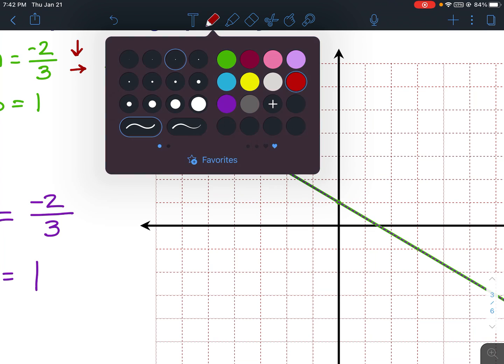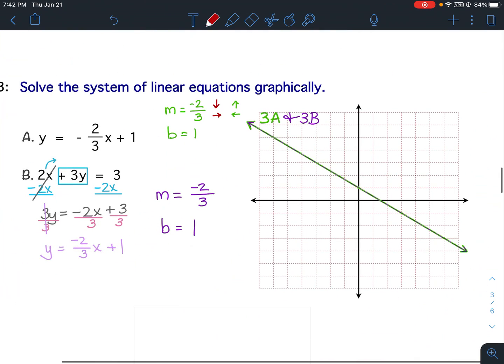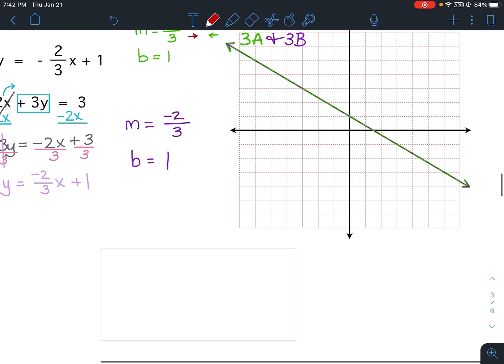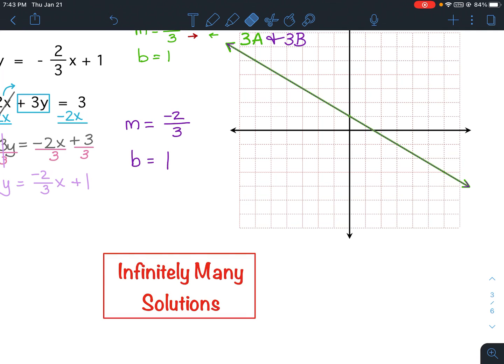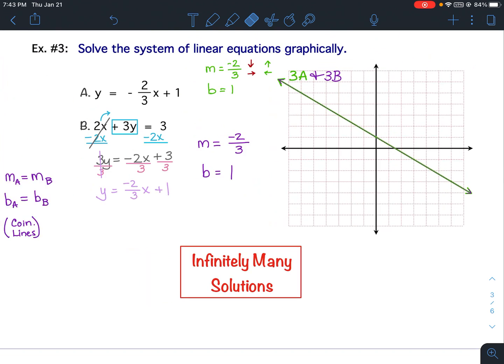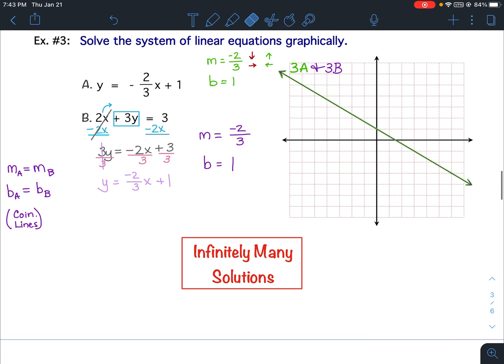So how many points do these two lines share? That would be the number of solutions they share. Well, how many points are on the line? An infinite amount. Therefore, my answer to this problem is infinitely many solutions. There are infinitely many solutions that would satisfy both equations. Pause your video, make sure you have all of that written down.